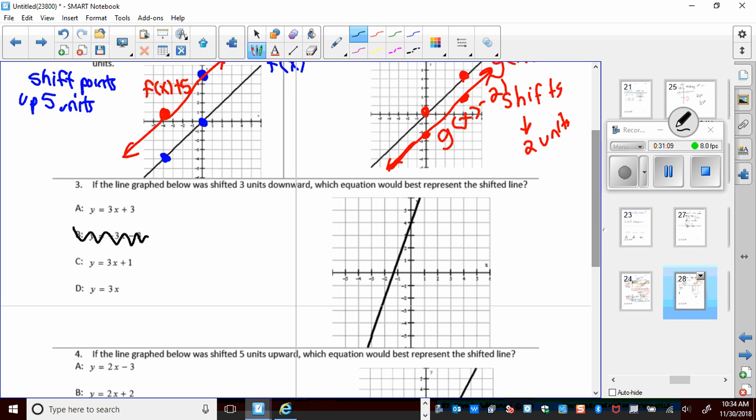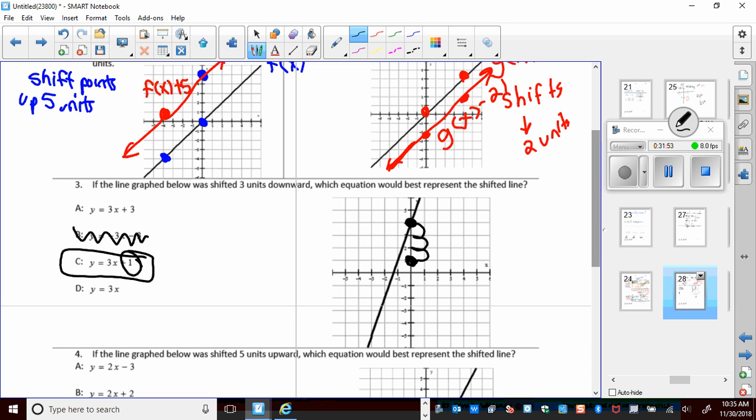Now, it says if the line graph below was shifted 3 units downwards, which equation would best represent the line shift? He's saying it's C. So how do you know? We can check the y-intercept. Let's move down 3 units. What's the new y-intercept? Start at the y-intercept. Move down. 1, 2, 3. What's this new y-intercept? It's 1. Here I have a y-intercept of 1. This is the correct answer.